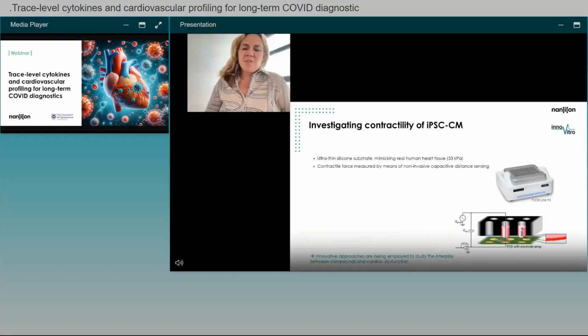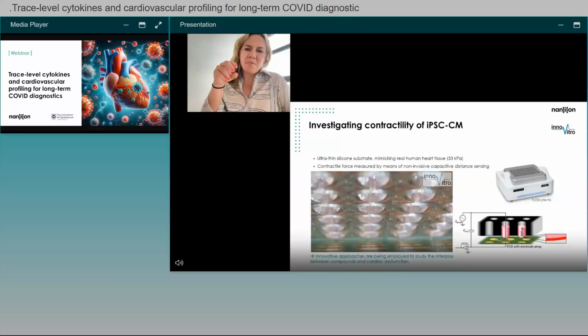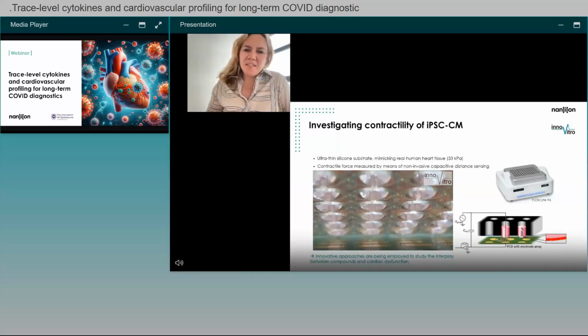I would like to show you one example here. This is the Flexite system, which has a silicon substrate based well plate as a recording consumable. You see here in the video silicon membranes in a 96 well plate, and on these silicon membranes you have iPS cardiomyocytes sitting. These cardiomyocytes lift up the membrane, and via capacitive distance sensing with our sensors, we can measure the contractile force of the cardiomyocytes here.